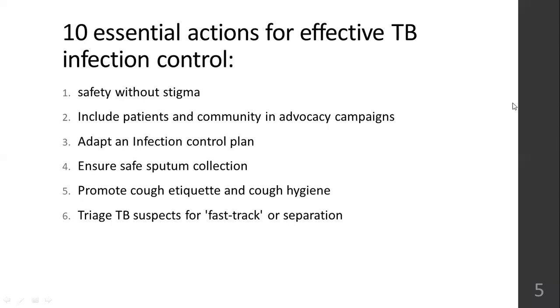Sorry for the delay. So, triaging the TB suspects for fast track or separation means whenever you see a patient who is exhibiting signs and symptoms very similar to TB, standing in a queue or standing around in a crowded place in your hospital, immediately separate them from the crowd. Encourage them to do a sputum collection in the open and send the sputum for fast track acid bacilli test, which will give you results within 24 hours.